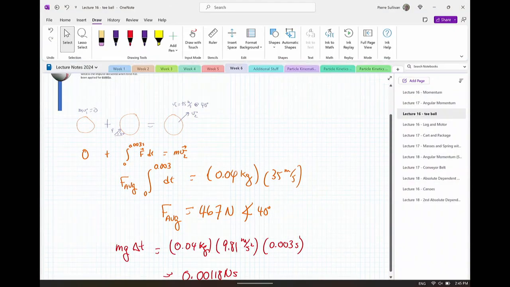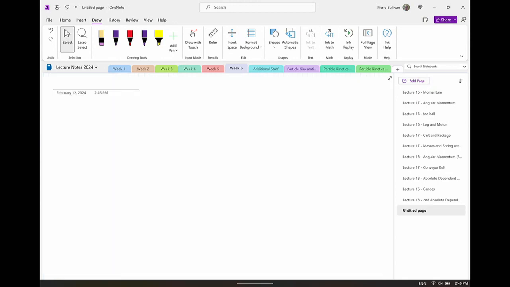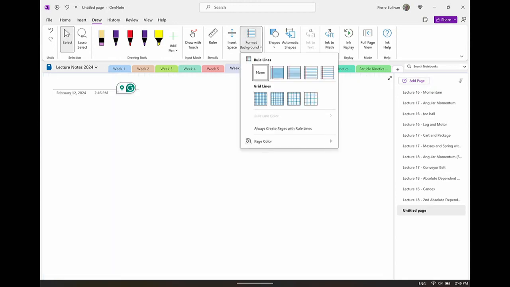Oh, I did have an absolute dependent motion problem. That was the one I wanted to do. Okay. Now I regret it because I just erased this figure.